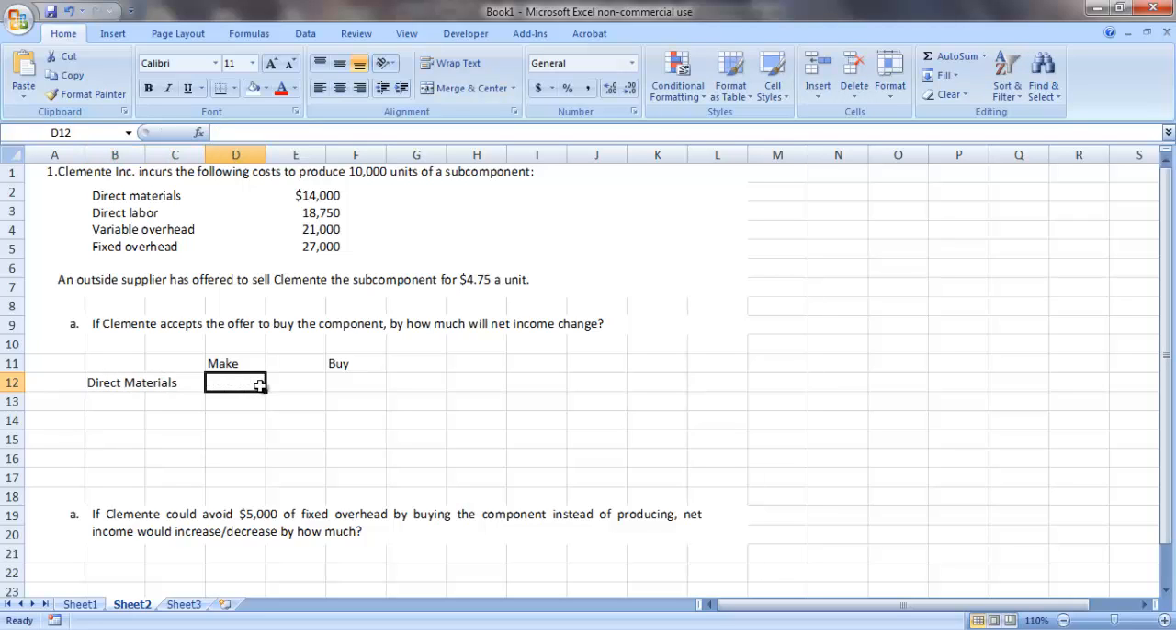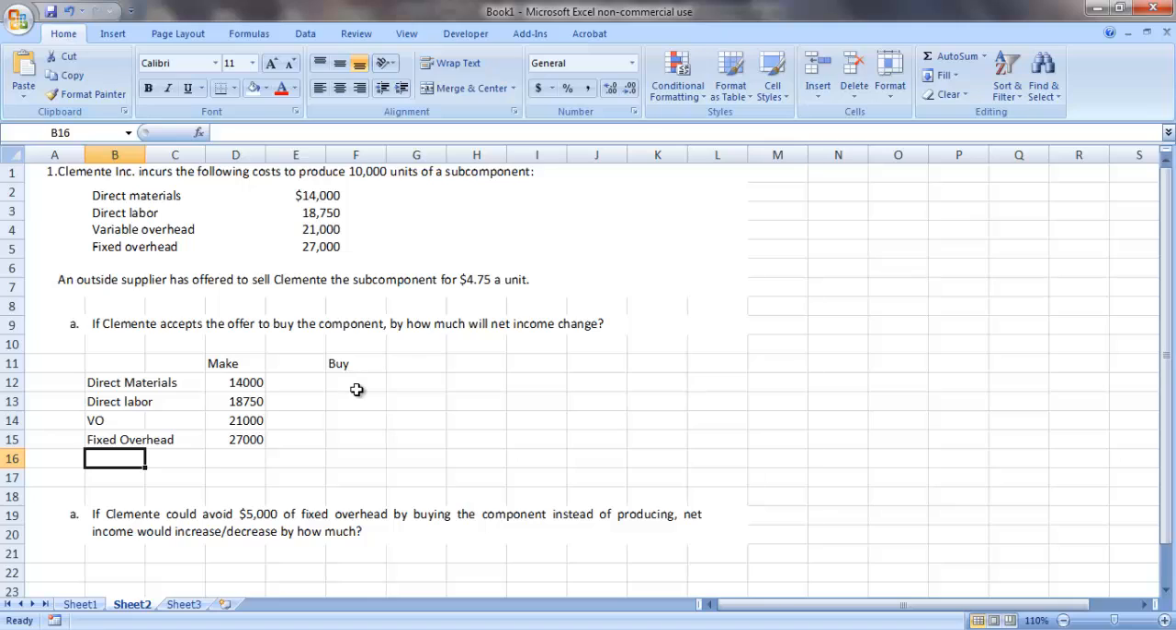From a direct materials standpoint, we know that we will incur those costs if we make the component ourselves. So we'll look at this on a total basis for 10,000 units of this subcomponent. Direct materials, $14,000. We also had direct labor cost of $18,750, variable overhead of $21,000, and fixed overhead of $27,000.